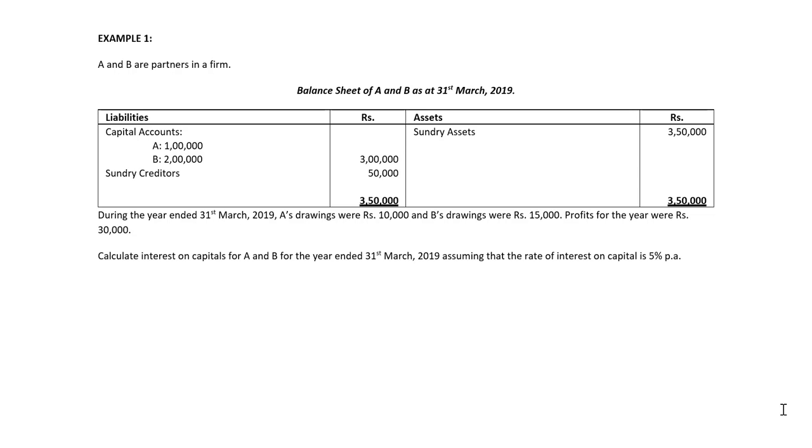Further provided information is during the year ended 31st March 2019, A's drawings were 10,000 and B's drawings were 15,000. The profits for the year was rupees 30,000. We are asked to calculate the interest on capitals for A and B for the year ended 31st March 2019, assuming that the rate of interest on capital is 5% per annum. So let's go ahead with the solution.